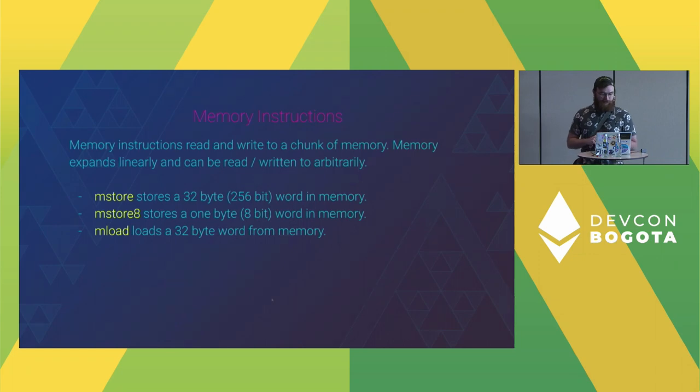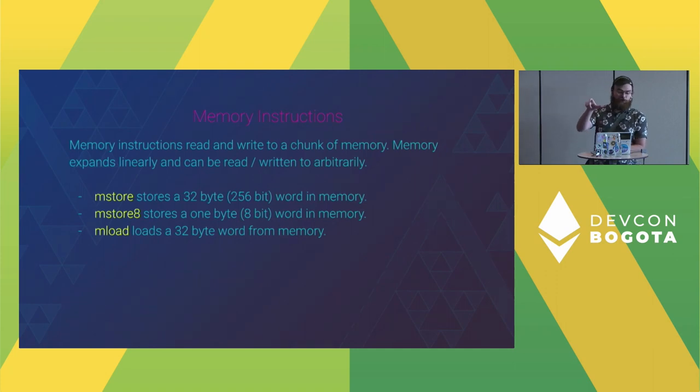So memory instructions can read and write to a chunk of memory. Now, memory is this linear data that can be read and written to during the execution of a program. So it's a different place from the stack. It's good for storing things like arbitrarily sized values. So mstore will store a 32-byte or 256-bit word to memory. Everything in the EVM operates on these 32-byte words. So we can store a full 32-byte word. We can actually also store a single byte or 8-bit word to memory.